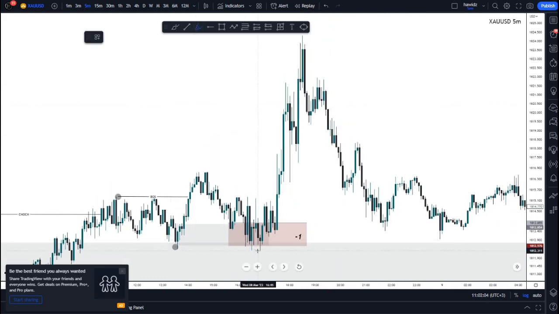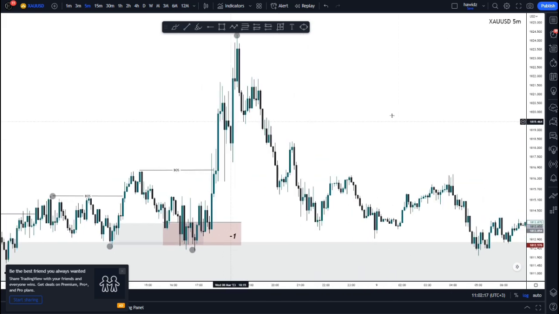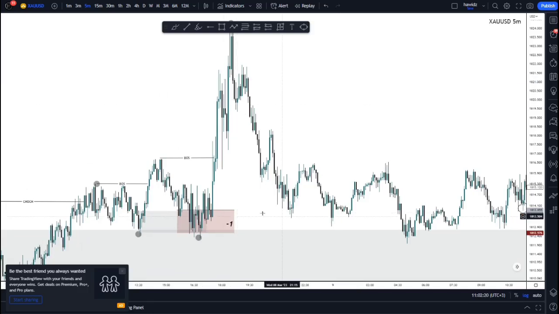Price creates a low and a high, right? Doing what? Breaking this high here. Hence, this is a what? This is a break of structure bullish. So if this is a break of structure bullish, then we're looking for the same thing, right? We need to see price retrace here.